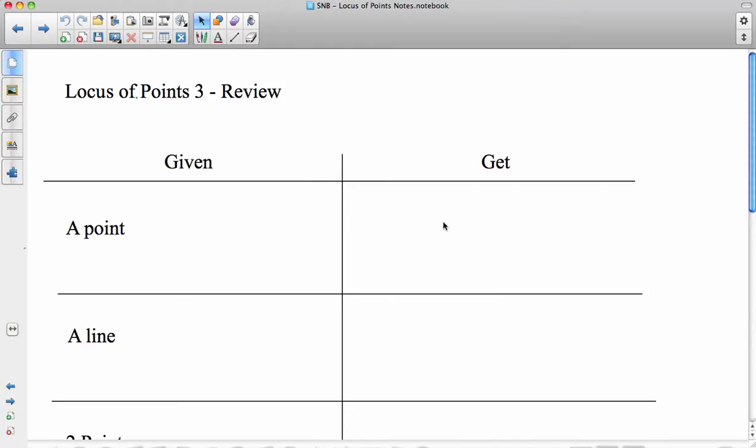Okay, geometry people, here we go with the Locus of Points 3, the review section. This is going to be a quick review. So here we have a chart I'm going to fill in that talks about what you are given and what you get as your locus of points.